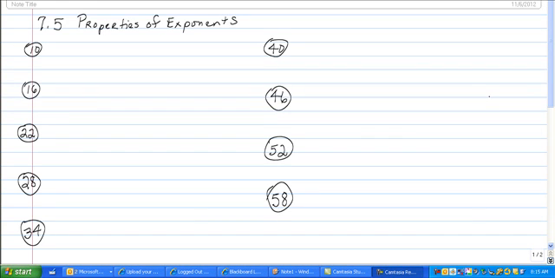Let's take a look at some sample problems from section 7.5. I'm working from a few exercises in the textbook, starting with number 10 on page 337. We have negative 5 to the fourth.